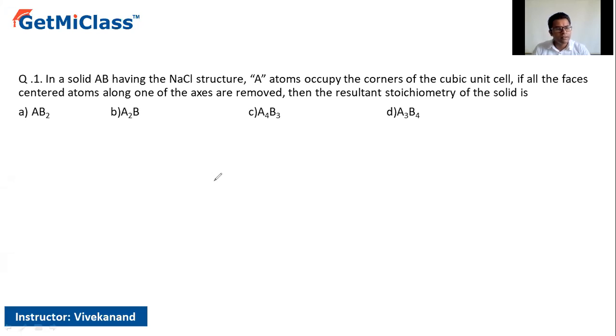Question number 1. In a solid AB having the NaCl structure, A atoms occupy the corners of the cubic unit cell. If all the face-centered atoms along one of the axes are removed, then the resultant stoichiometry of the solid is: option A, AB2; option B, A2B; option C, A4B3; and option D, A3B4.